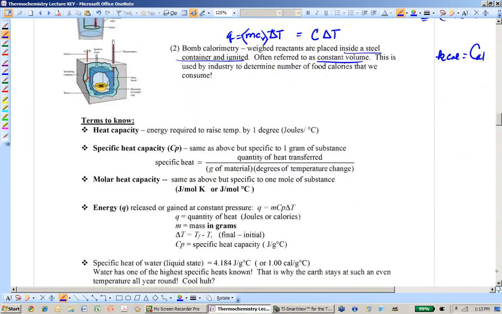So, recap, for those of you that are verbal. Heat capacity, energy required to raise the temperature by 1 degree. So it's usually measured in joules per degree Celsius. So specific heat capacity is the energy required to raise 1 gram of a sample by 1 degree.